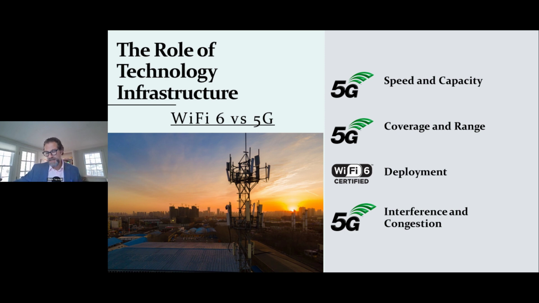Wi-Fi 6 has to operate in the unlicensed frequency bands. So as for interference, it's more susceptible. And in dense urban areas with lots of traffic, there's more capability of having congestion in those areas as well.